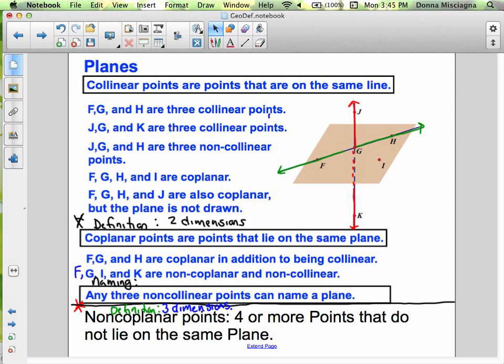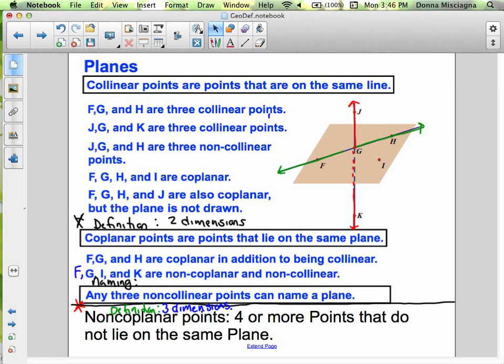F, G, H, and I are coplanar. Notice they're all on the plane that's drawn. F, G, H, and J are also coplanar, but the plane is not drawn. So I could have another plane that is intersecting the first plane. It's intersecting at that line, the line FH there, the green line, and it also includes point J. That would be another plane that I could draw. And so F, G, H, and J, they would all be on the same plane.